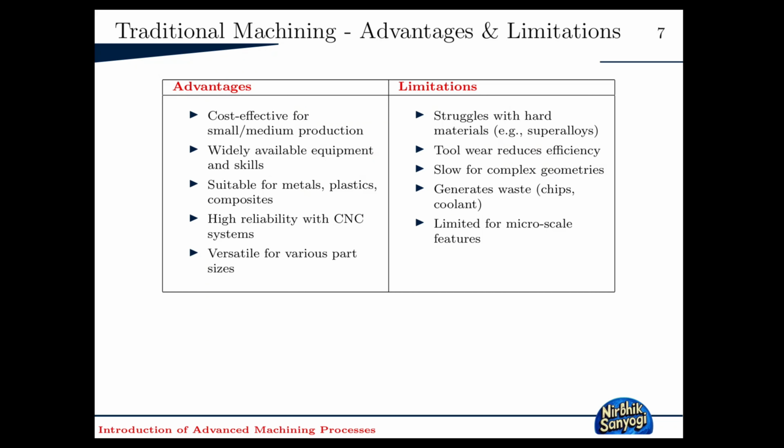And there are limitations too. Machining struggles with hard materials such as superalloys or composites like aluminum-based superalloys, which are used in aeronautics and space. Since these are contact type processes, the tool suffers wear and tear, and they are slow for complex geometry. If somebody wants to get complex geometry, a lot of fixtures and arrangements have to be made in this machining, and it generates waste in the form of chips and coolant.